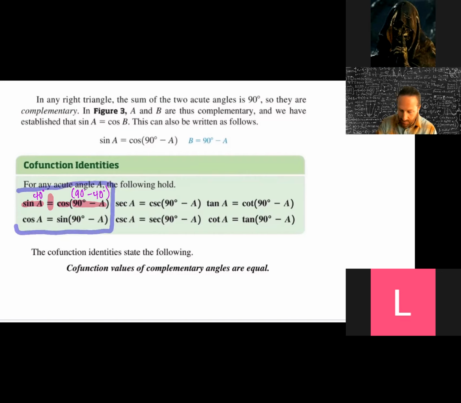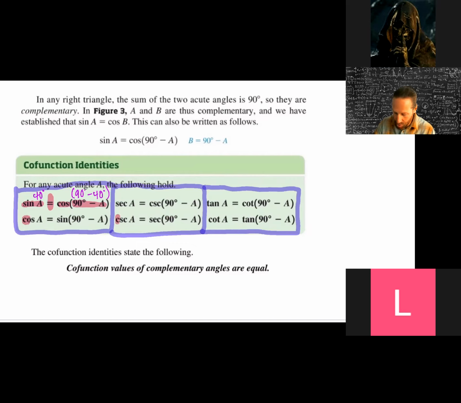Sine and what? Cosine. Very good. Secant and what? Cosecant. Tangent and what? Cotangent. That's why they are named what they are.